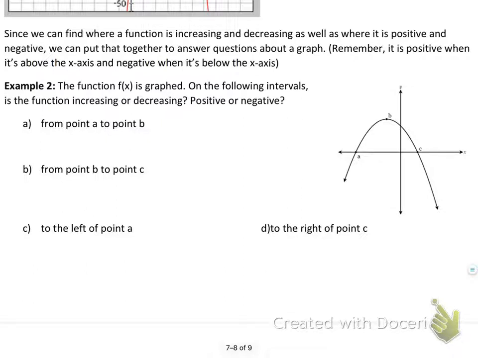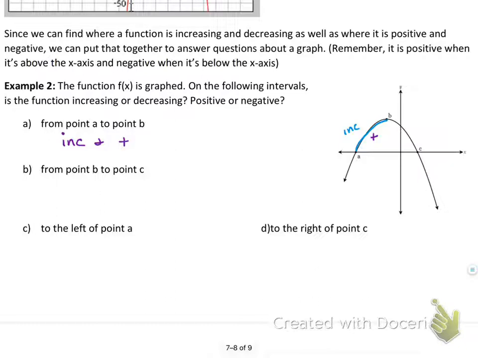Now we need to put it together, increasing and decreasing, as well as positive or negative. And just a reminder, it's positive when it's above the x-axis, and it's negative when it's below the x-axis. So we need to figure both of these things out. So we're trying to figure out if the function is increasing or decreasing, and if it's positive or negative. So let's look at from point A to point B. From point A to point B, if I draw the line going from left to right, my function is increasing. Also, this is above the x-axis, so it is positive. So it is increasing and positive.